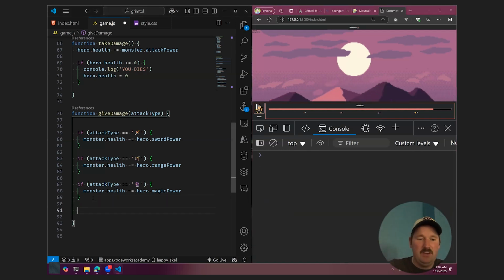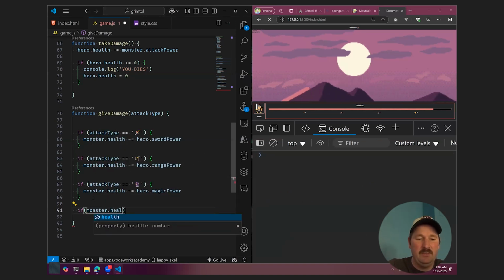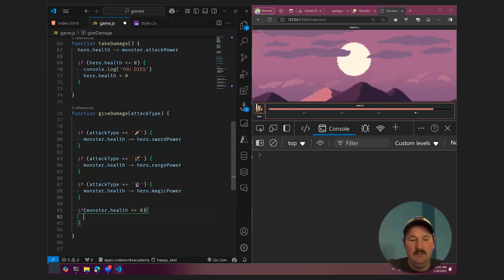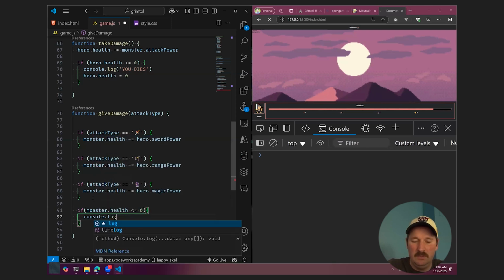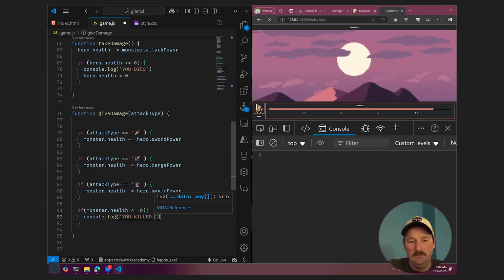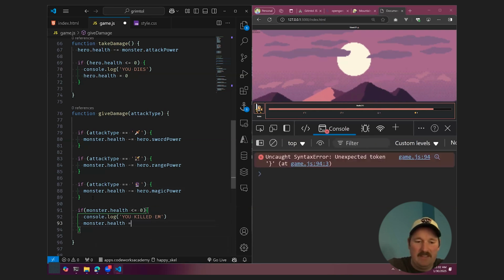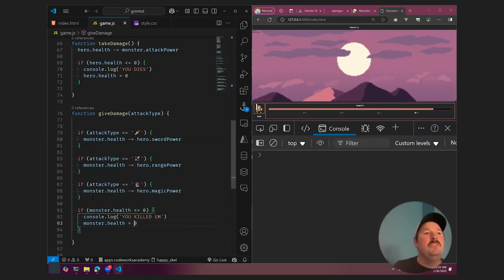Yeah, we could put in another if statement right here. We say if monster.health is less than or equal to 0, we'll say console.log, woo! You killed him. And then we'll set the monster's health back to 0. Okay. So at least he doesn't ever drop below 0.